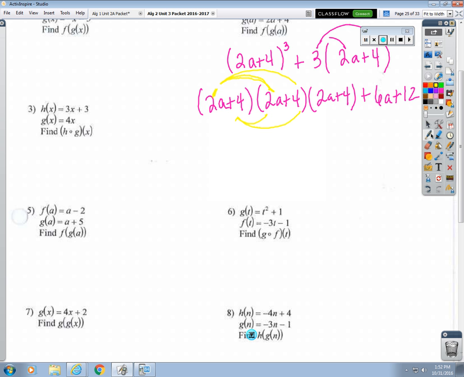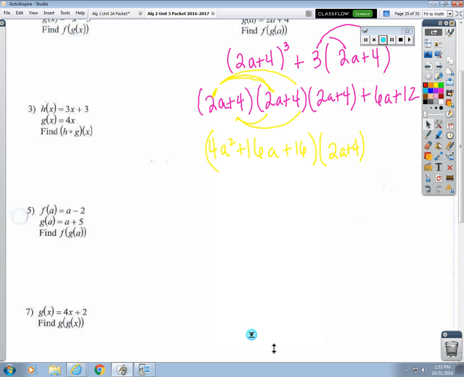When you do that, 2a times 2a is 4a squared. 2a times 4 is 8a. 4 times 2a is another 8a. So isn't that going to make that a 16a right there in the middle? And then 4 times 4 is 16. But now we haven't dealt with that third 2a plus 4. So now we have to distribute those. So I'm going to need some more scratch paper.